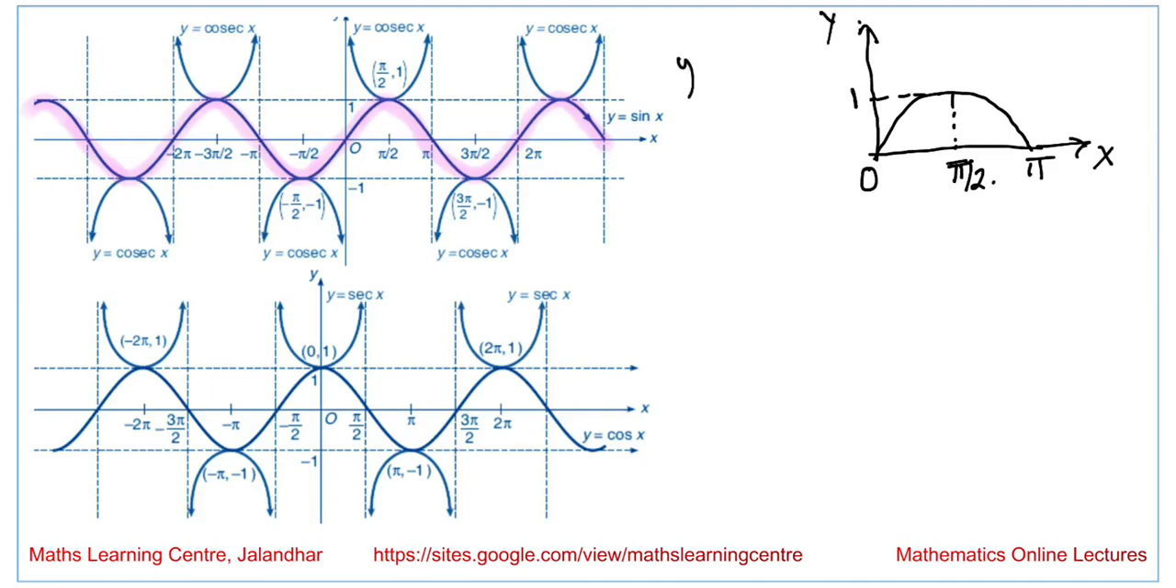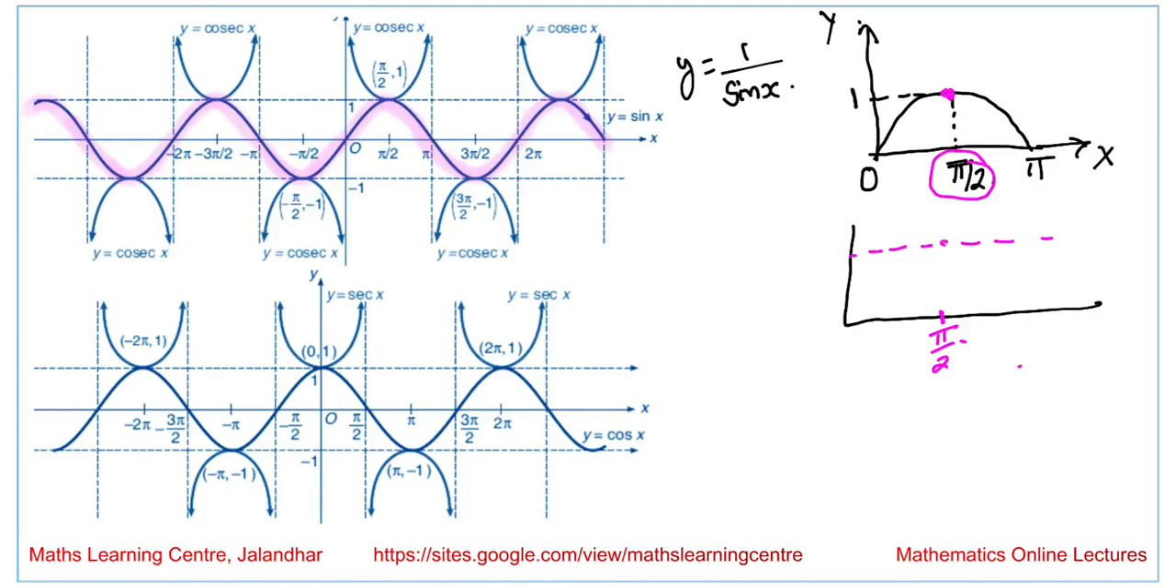Now we are talking about the function y is equal to 1 over sine of x. When we are plotting the graph of y is equal to 1 over sine x, at pi by 2, the value of sine x is 1. So the corresponding value of 1 over sine x will be 1.